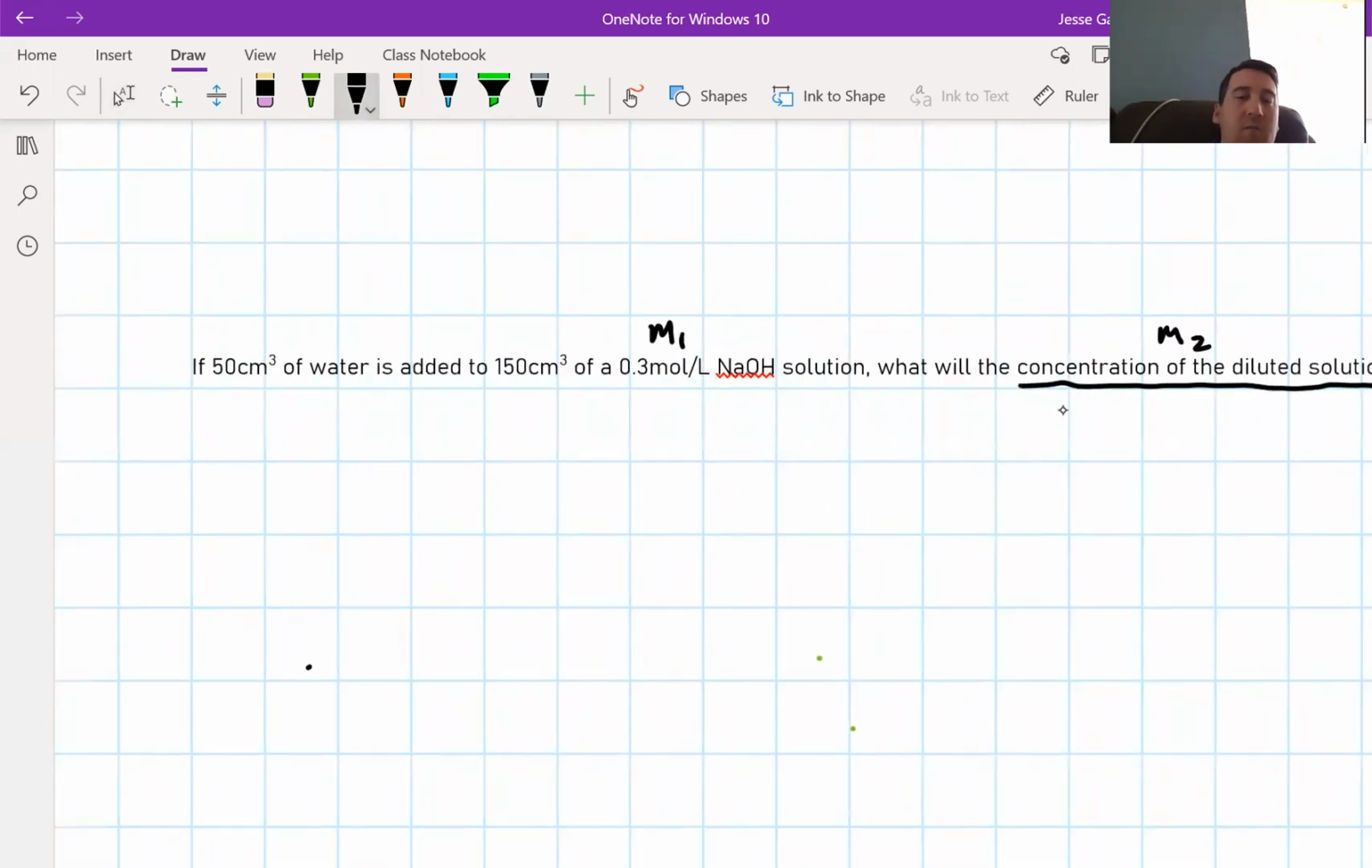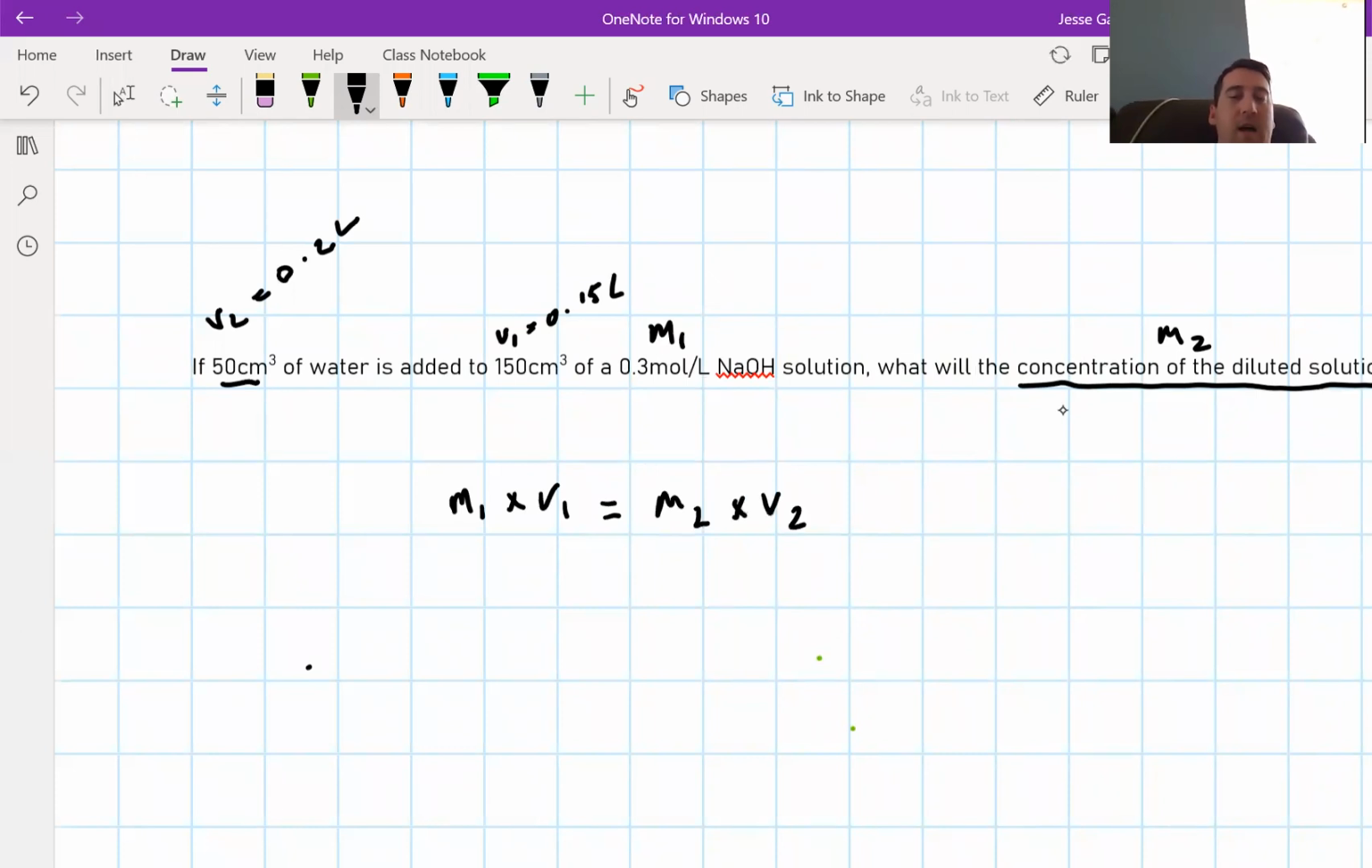My original volume is V1, and that's equal to 0.15 liters again. So 150 centimeters cubed is 0.15 liters. It says I'm adding 50 cm cubed. So my V2 is going to be my V1 plus another 50 centimeters cubed. It's going to be 0.2 liters. Okay, so now we're going to go to our formula. It's M1 times V1 equals M2 times V2.